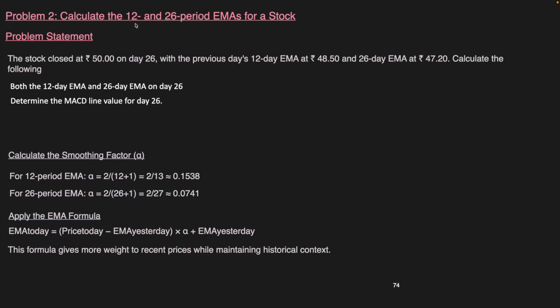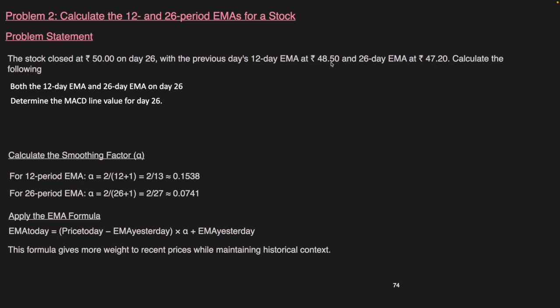Let us take problem number 2. Let us take the problem statement. The stock closed at 50 on day 26. So the stock price is 50 on day 26. You can take any day. Day 26 is just a name given. It can be day 100 also, it can be day 150 also. We don't know what day, because if a stock has been trading for the past 30 years, we cannot generally say that it is on day 26. It is just a name given for the purpose of understanding the calculation of MACD. That's all. So with previous day's 12-day exponential moving average at 48.5.